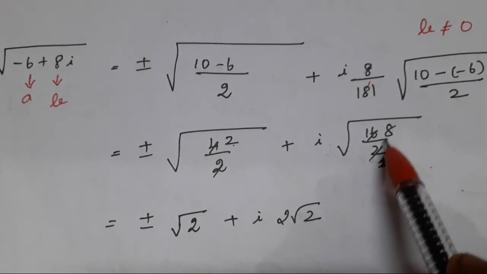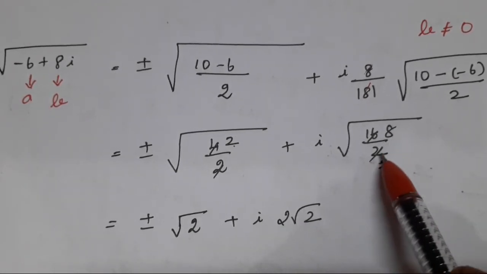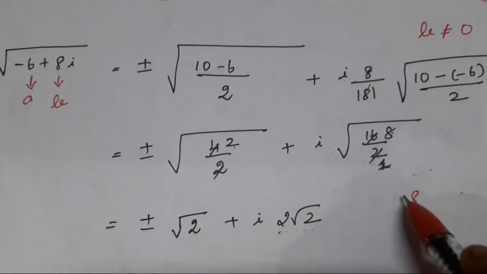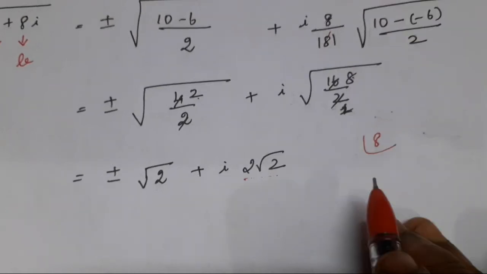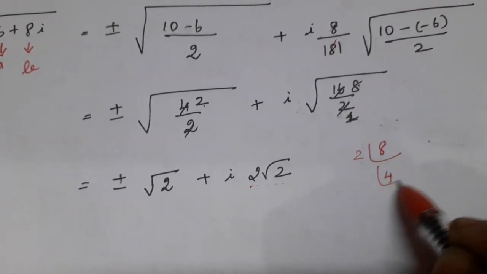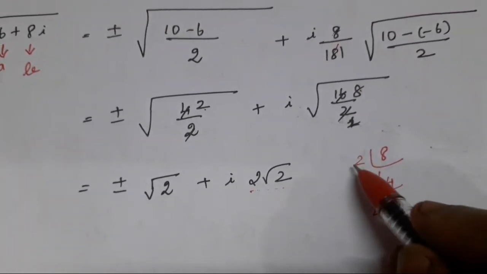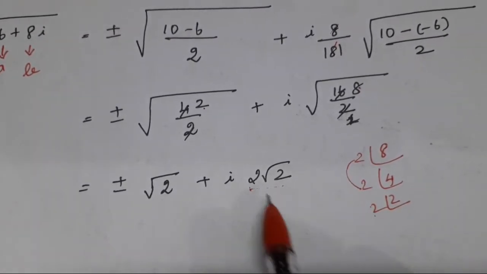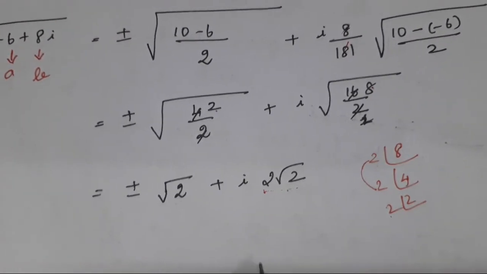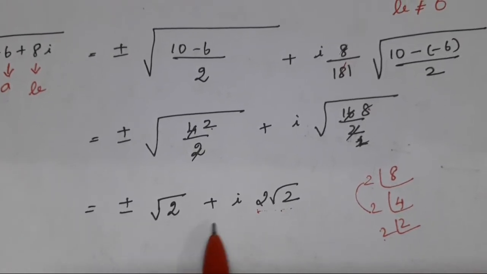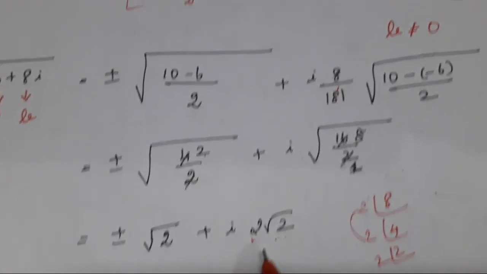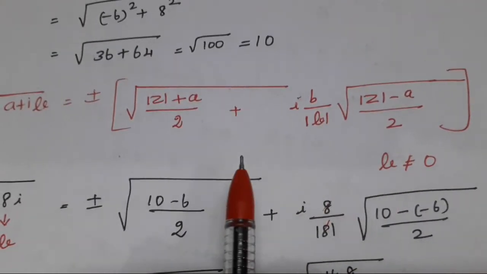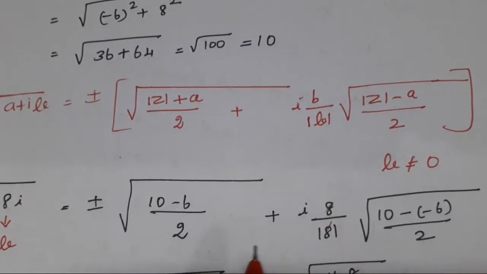If you cancel the value, 2 divided by 2, we get 8. You cancel 1 2 is 2. 8 2s are 16. How come 2 root 2? You remember that one. If 8, take the LCM. 2 4s are 8, again 2 2s are 4. Now taking the square root, 2 double 2 become 2, remaining is root 2. So plus or minus root 2 plus i 2 root 2. Children, this is a very important 2 mark question. Remember the formula. Rewrite the formula 3 or 4 times, you will easily understand it.